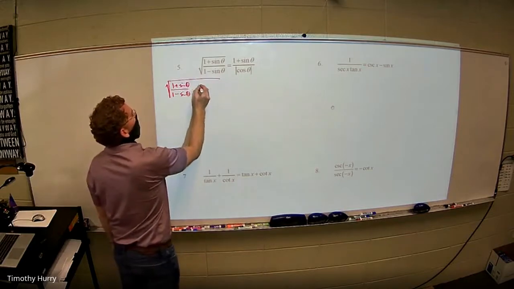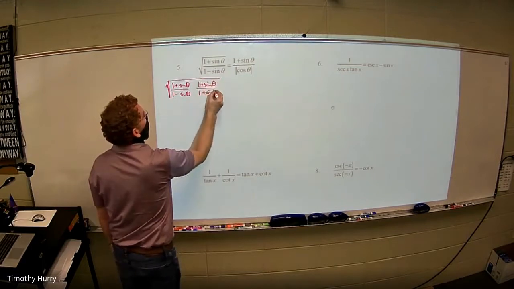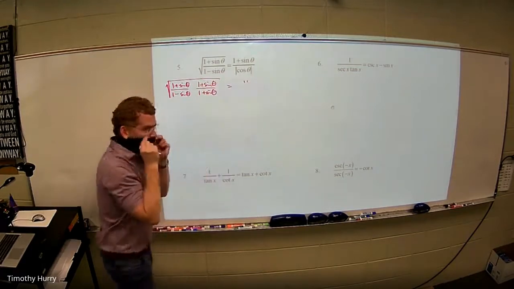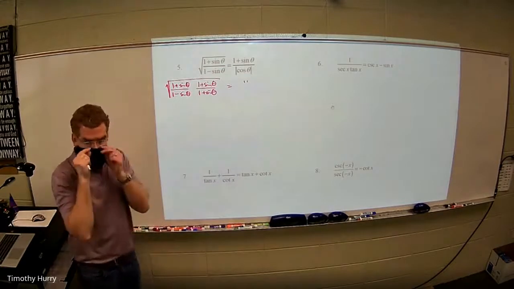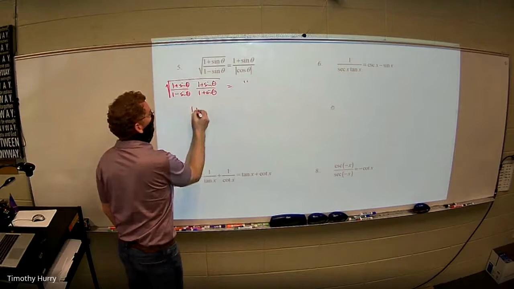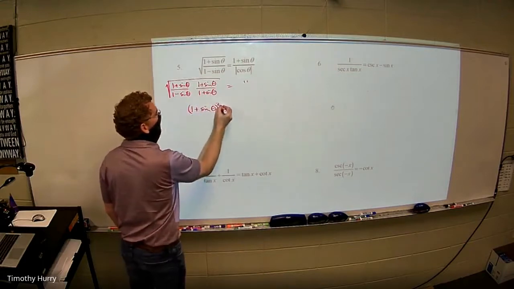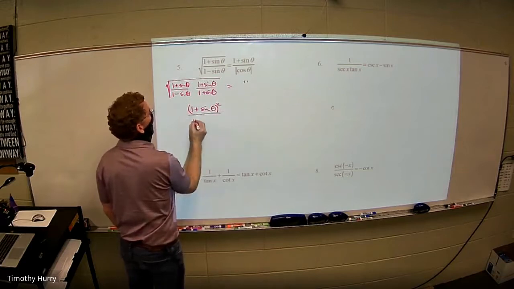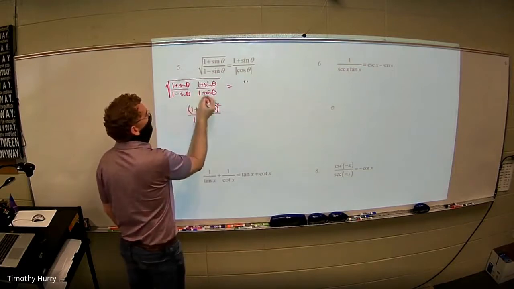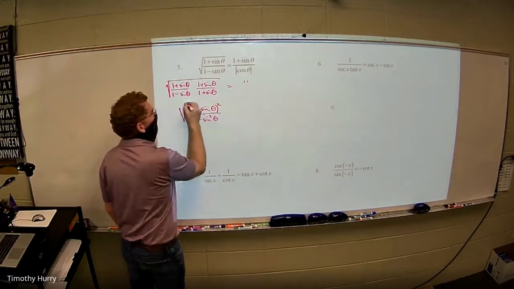What if I multiply the top and the bottom by 1 plus sine theta? And I'm just going to ditto the right side. What do I get here? On the top, don't I have this? 1 plus sine theta quantity squared. And on the bottom I have 1 times 1. If I FOIL it out, don't I get this? Still all under the radical though, right?